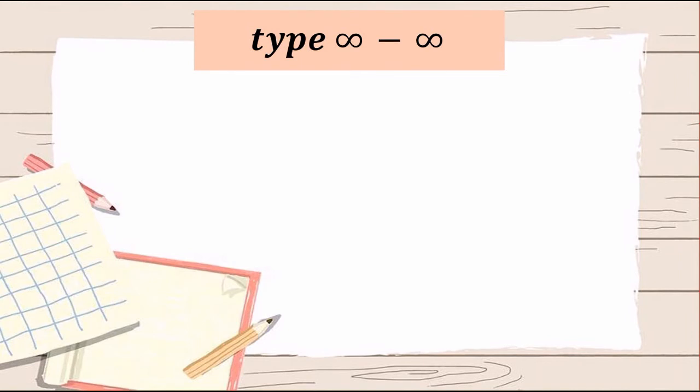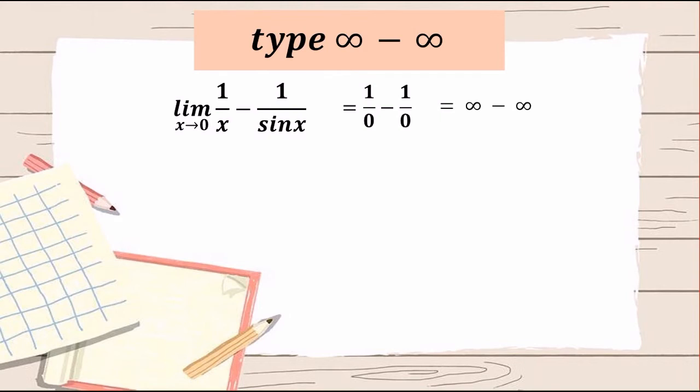For the type infinity minus infinity, we have here the limit of 1 over x minus 1 over sine x as x approaches 0. If we plug in 0, we have 1 over 0 minus 1 over 0, which results in infinity minus infinity. So the strategy for this is to combine the two fractions into a single fraction.